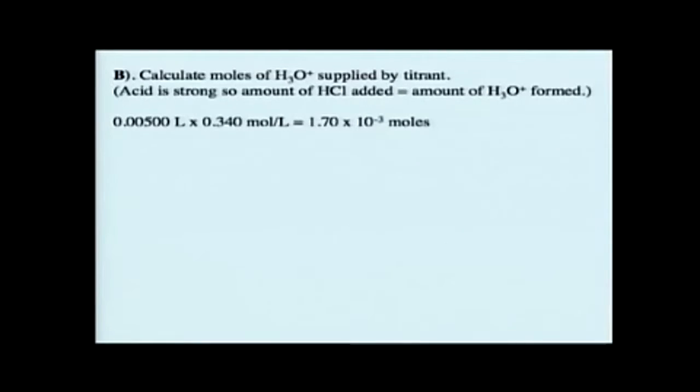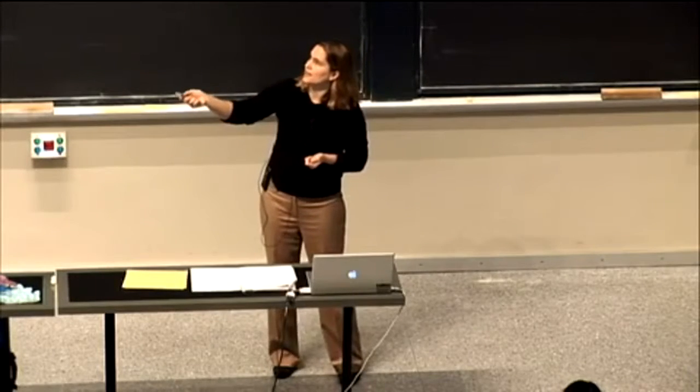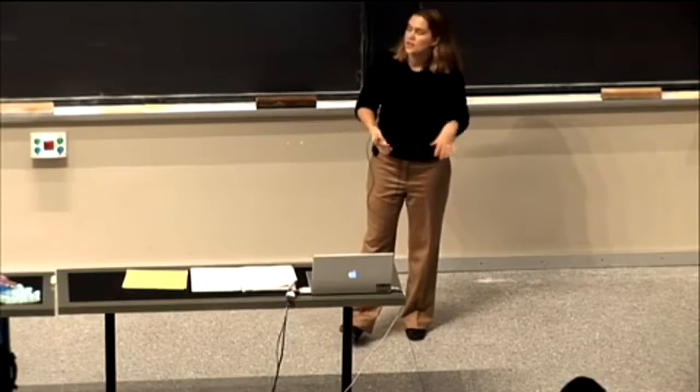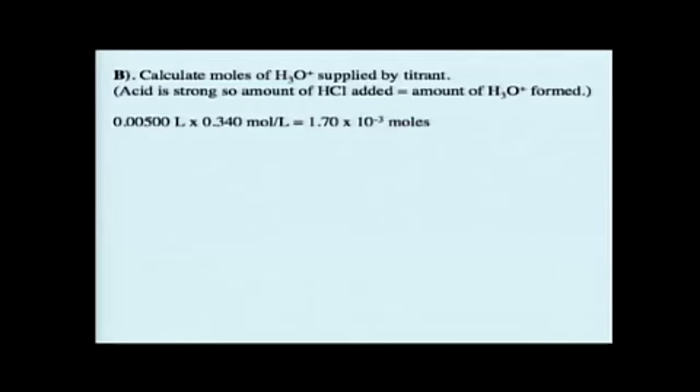So then we want to figure out the amount of acid added when you are adding 5 mL of it. So again, HCl is a strong acid, so the amount of HCl added equals the amount of H3O plus that's formed, goes to completion. And so we added 5 mL. The concentration was 0.34 molar, so we have 1.7 times 10 to the minus 3 moles.